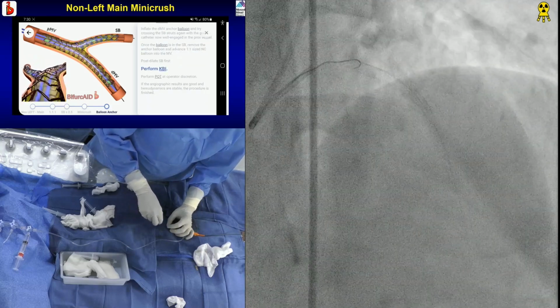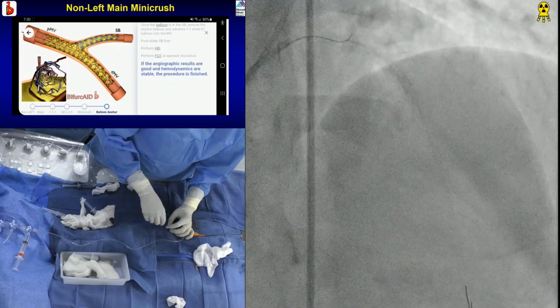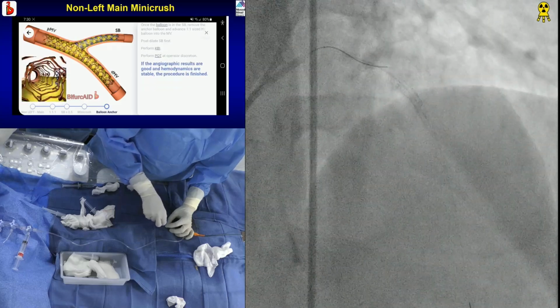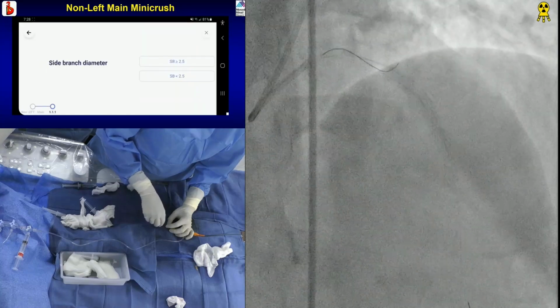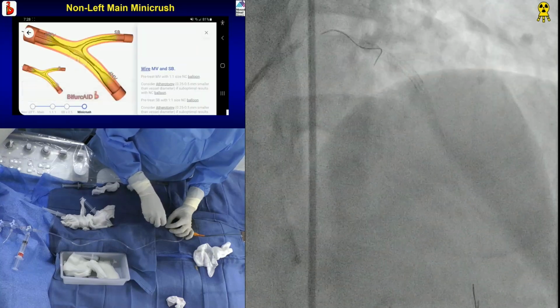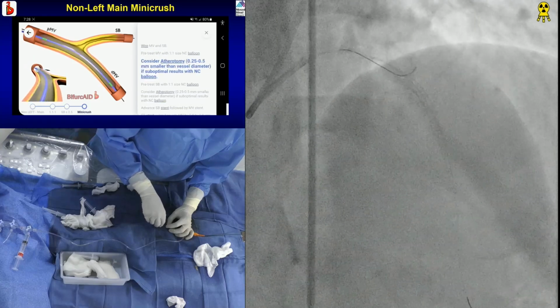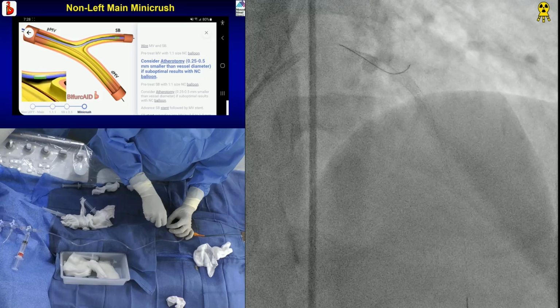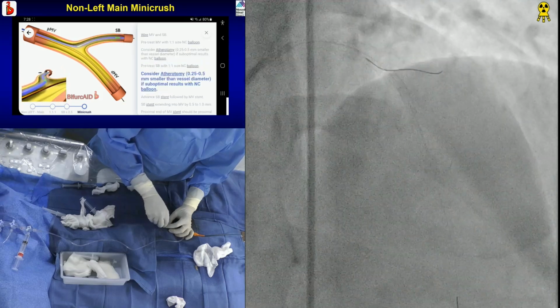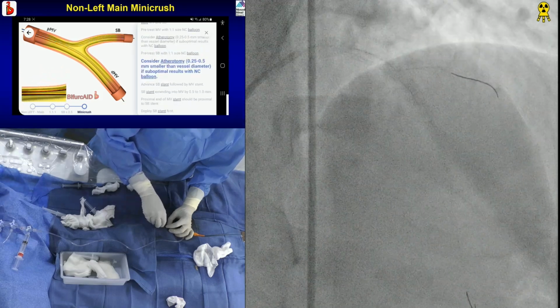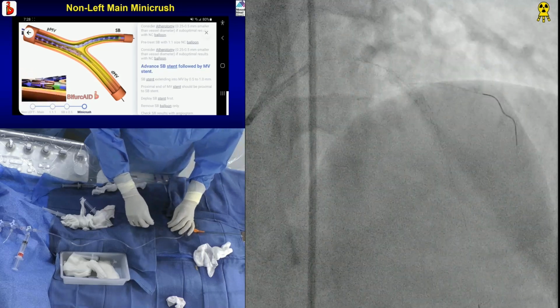What wire are you going with now? The Fielder again. Okay. Somehow D1 is preferred, the little lower branch out there. There we go. Balloon is ready. Excellent. Good job.